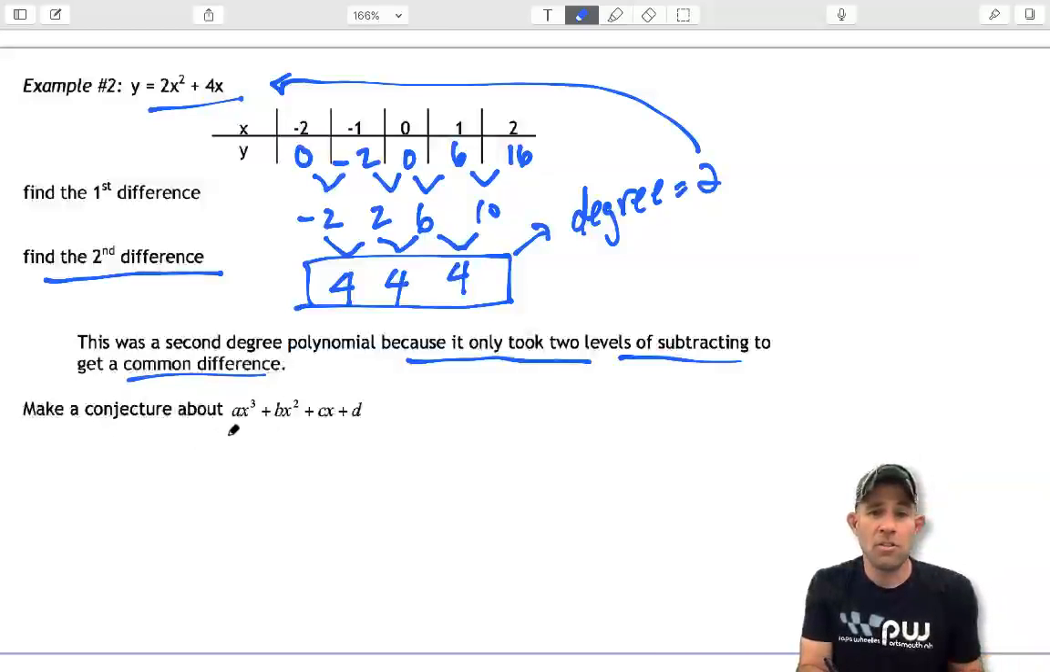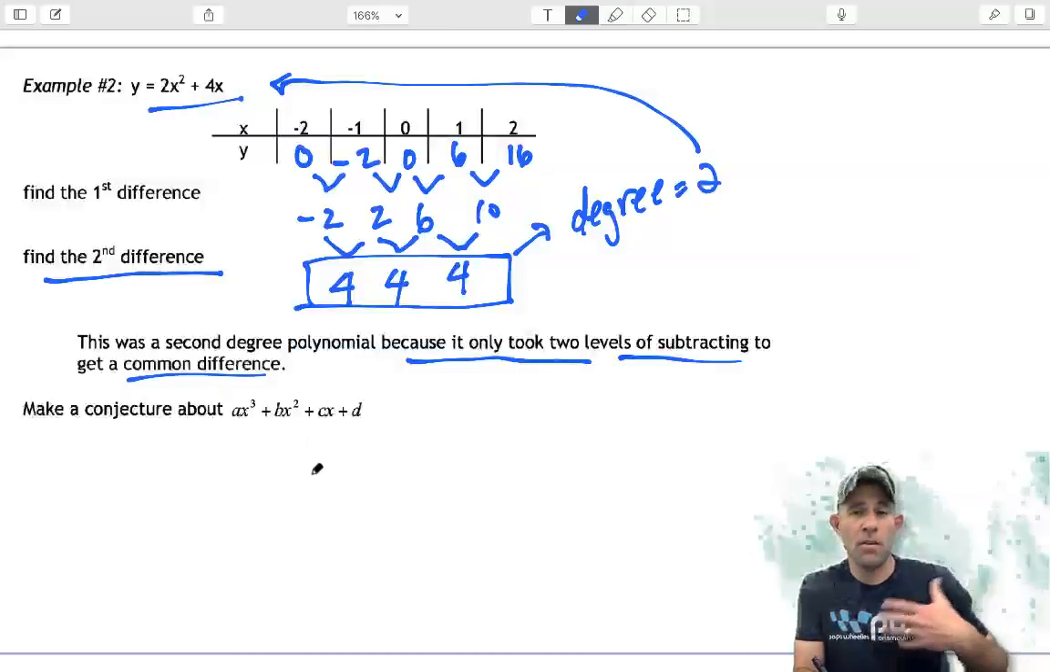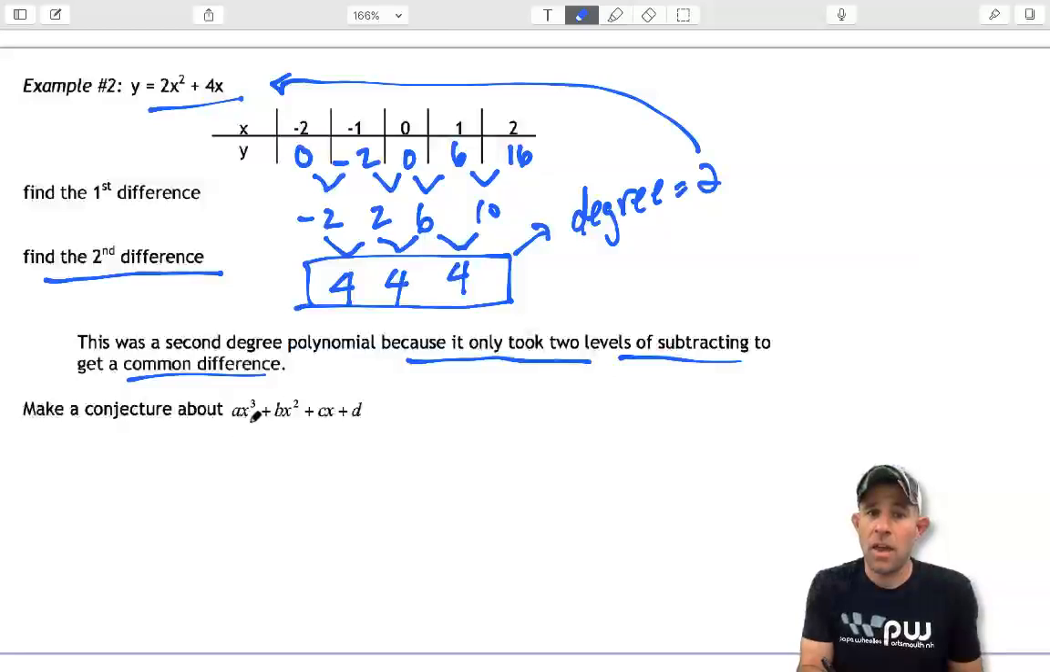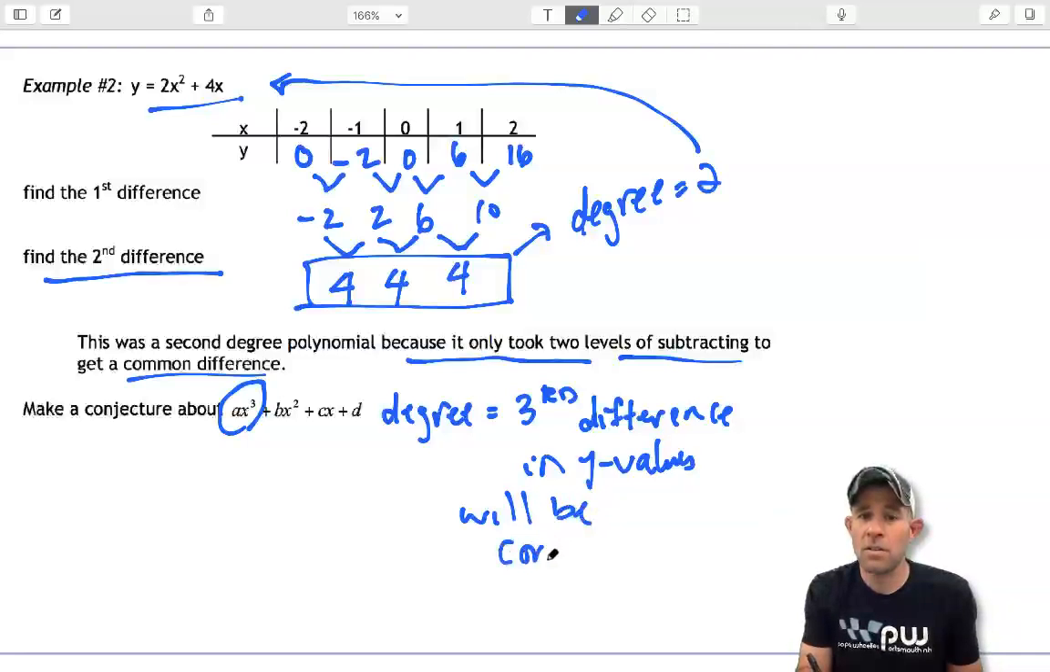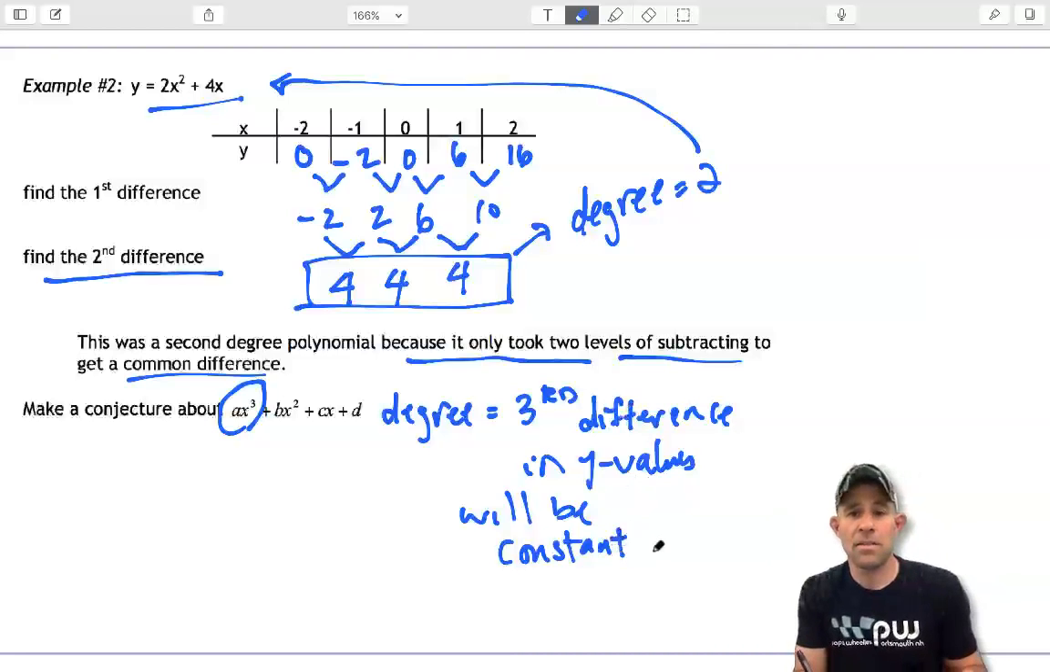Now it says make a conjecture about the y value differences of ax to the third plus bx to the second plus cx plus d. Well, we see that this polynomial has degree 3, so our conjecture will be that it will be the third differences in y values that will be the same. All right. We're going to just finish our sentence here. There we go. Our third difference in y values will all be constant.